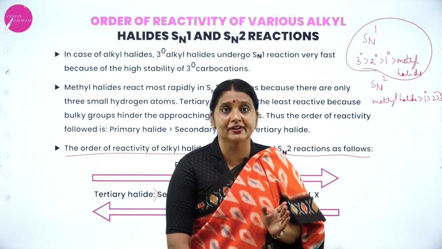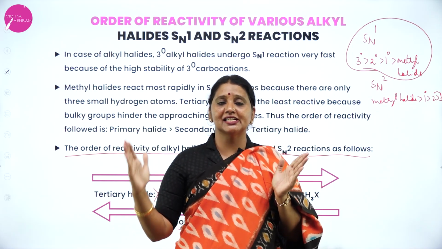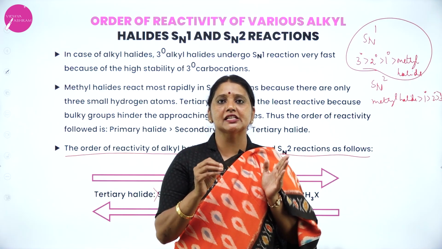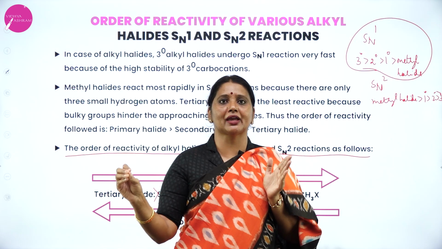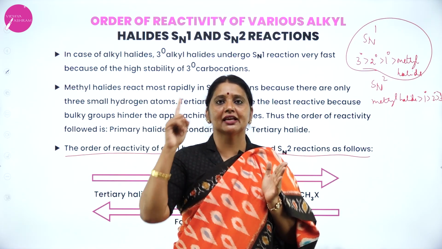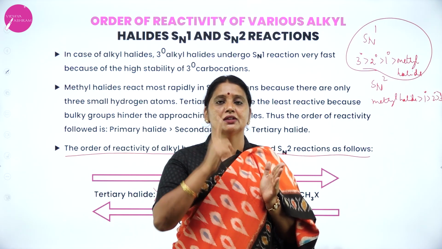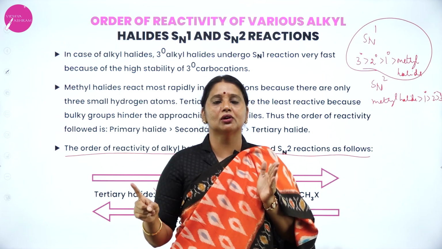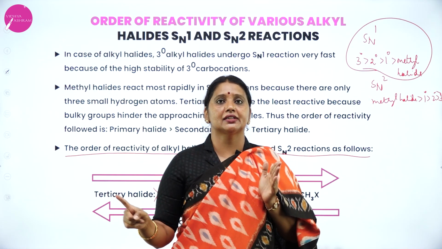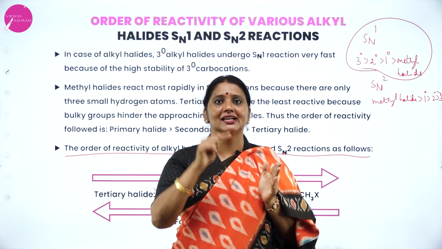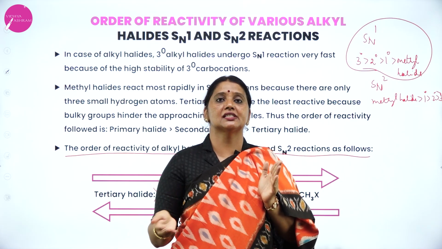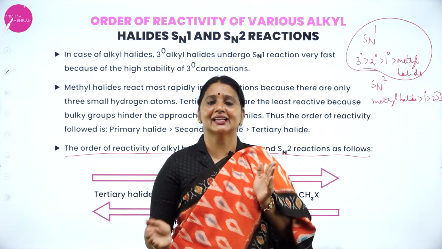What is the difference between SN1 mechanism and SN2 mechanism? It's a 2-mark important board question. Write two differences between SN1 mechanism and SN2 mechanism. Left side SN1, here SN2. SN1 has 2 steps, SN2 has 1 step. SN1 is unimolecular, SN2 is bimolecular. SN1 follows first order kinetics, SN2 follows second order kinetics. Order of reactivity in SN1: tertiary, secondary, primary, methyl halide. In SN2, order of reactivity is methyl halide, primary, secondary, tertiary.